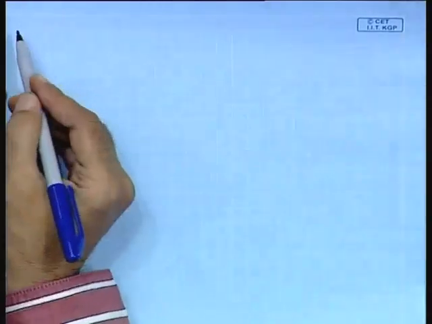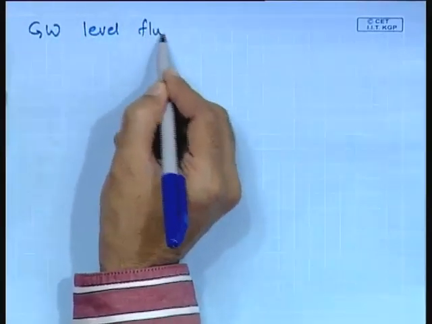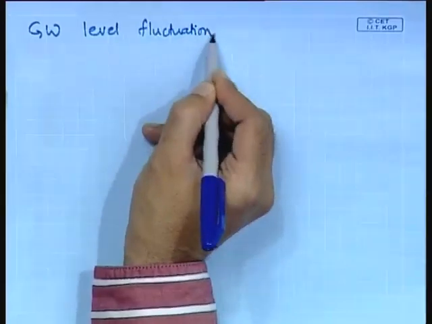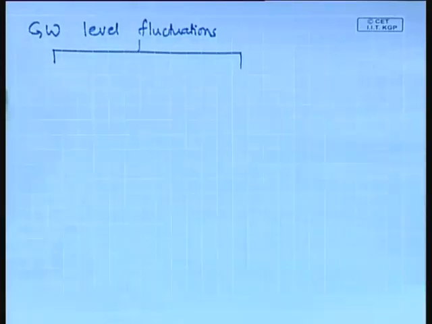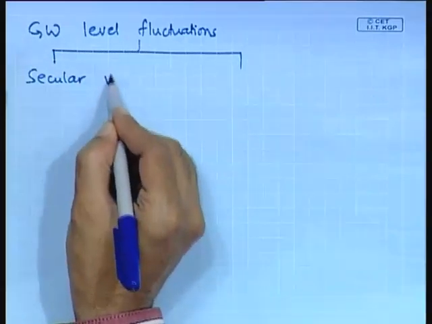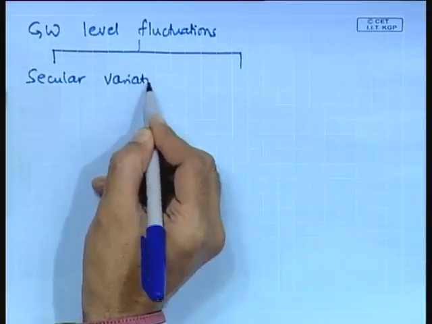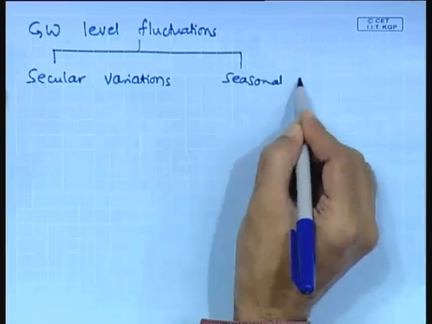Now let us see a little bit about the groundwater level fluctuations. Here we can classify them into two categories. The first one is the secular variation, and the second one is the seasonal variation.